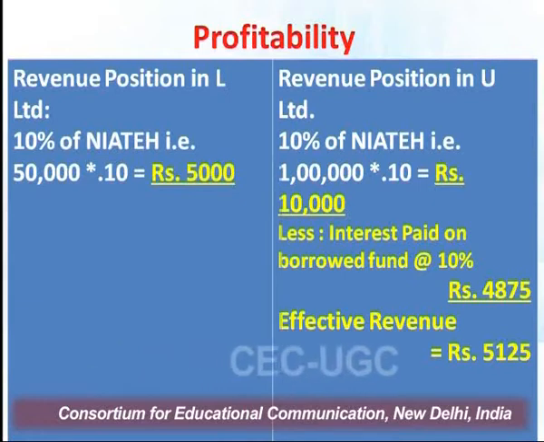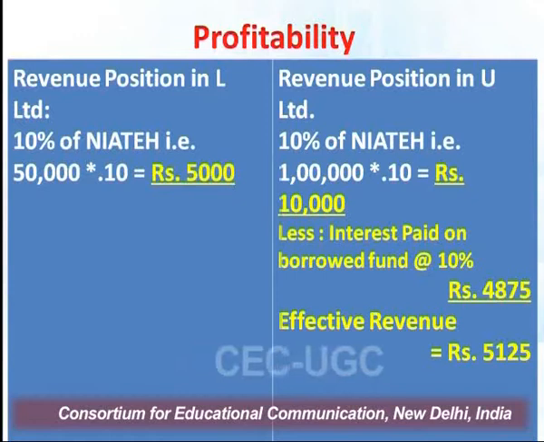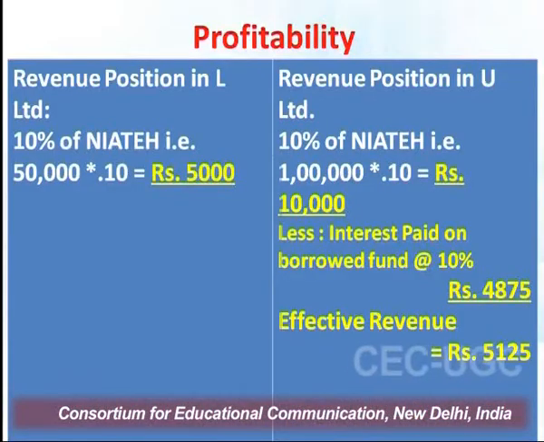Let's have a look at the revenue position in U Limited. 10% of the net income available to equity holders, which is here 1 lakh rupees, becomes 10,000 rupees. So we are very happy initially that earlier it was 5,000 rupees, now it has become 10,000. But remember, don't forget to pay interest on the loan which you have taken for making this arbitrage process possible. You took a loan of 48,750. So interest at the rate of 10% per annum, you have to pay 4,875 out of it, and ultimately the effective revenue is rupees 5,125.